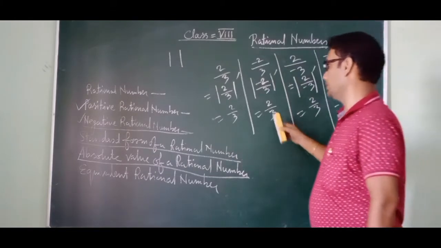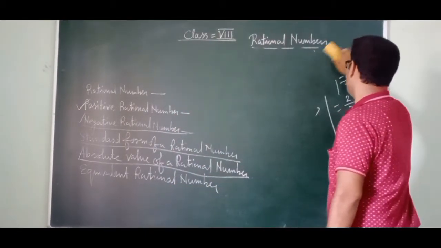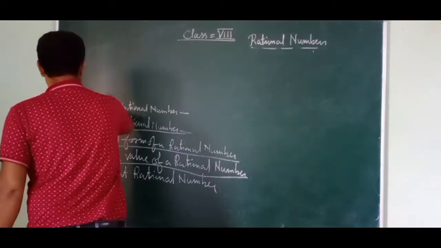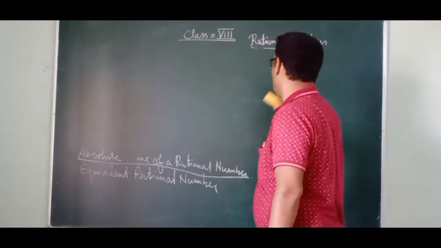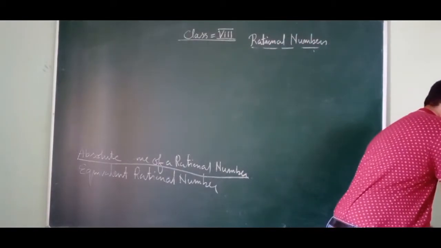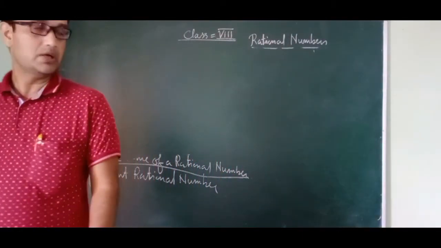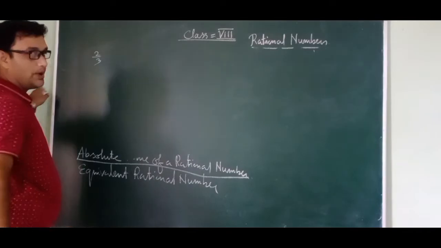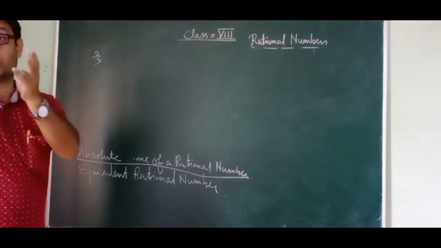Next point, equivalent rational number. When you are going to find the equivalent rational number, first you have to see whether the given rational number is in standard form or not. If your rational number is given in standard form, suppose one rational number is given, 2 by 3. You are going to find 3 more equivalent rational numbers of it.